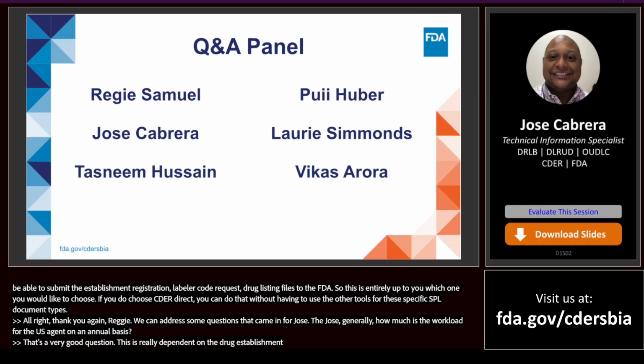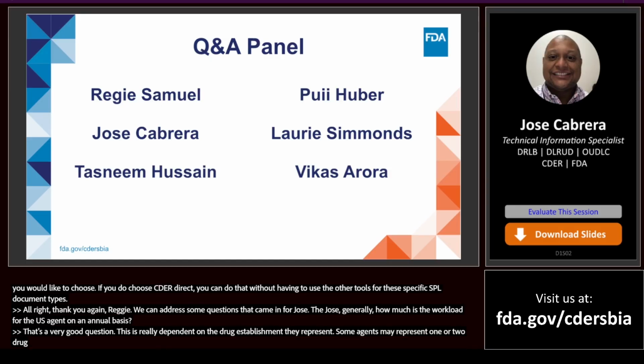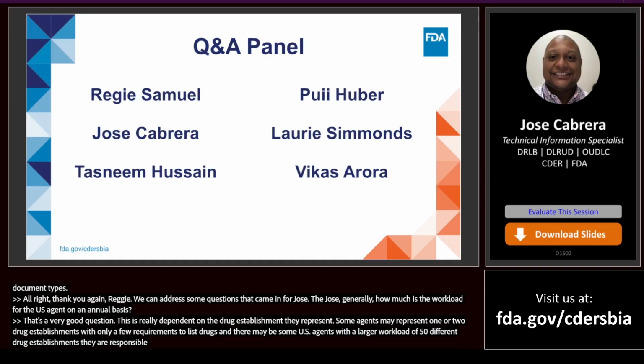Some U.S. agents may represent one or two drug establishments with only a few requirements to list drugs. And there may be some U.S. agents who have a larger workload of 50 different drug establishments that they are responsible for. So this is really going to be dependent on the actual U.S. agent's workload, depending on the actual establishments that they're working with.